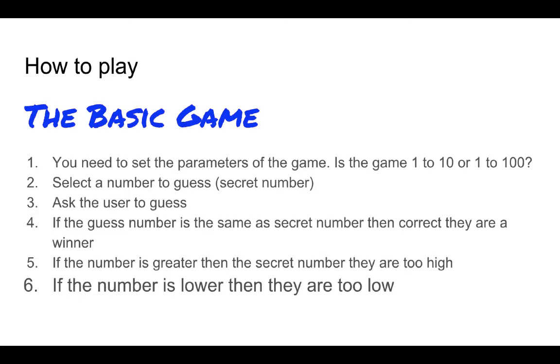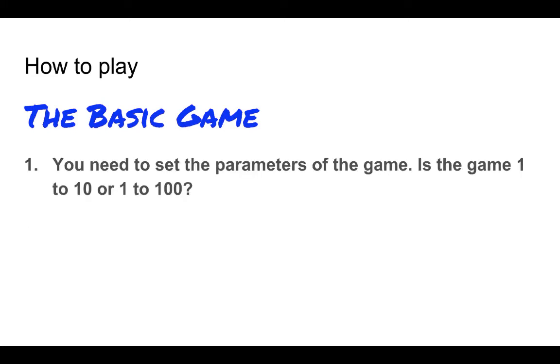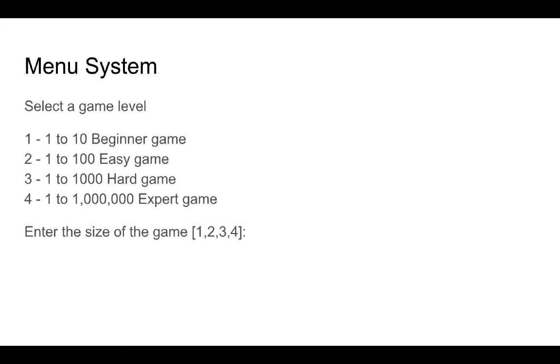So what do we need to do first? Well, we need to start at the start. You need to set up the parameters of the game. So is the game going to be 1 to 10 or 1 to 100? Well, we could start by actually creating a menu system for the players. So we could have a menu that says, well, if they press 1, it'll be from 1 to 10, a beginner's game. If they select 2, it'll be 1 to 100, which is an easy game. If they select 3, it'll be 1 to 1,000, which is a hard game. Or if they select 4, they'll be 1 to 1,000,000, which is an expert game.